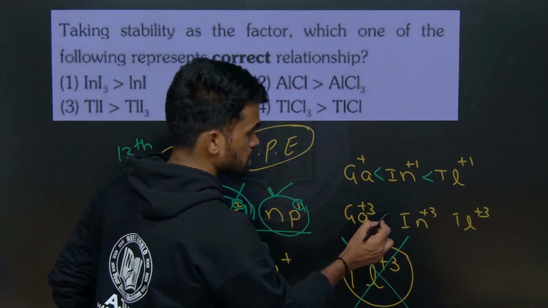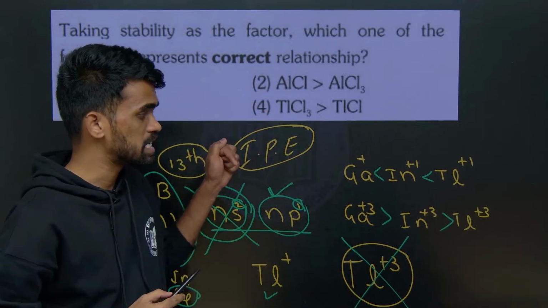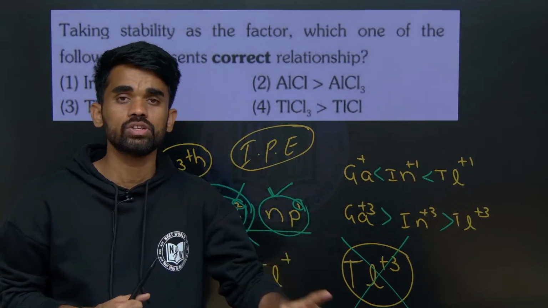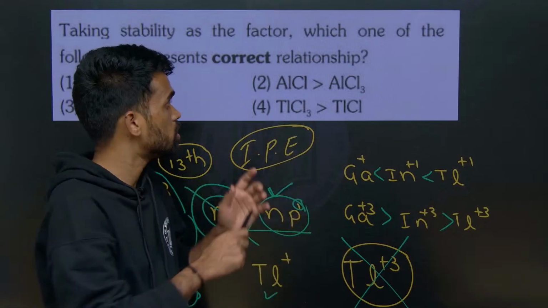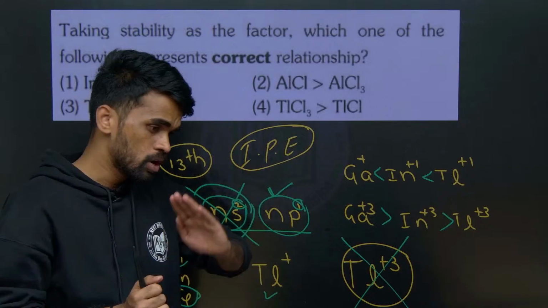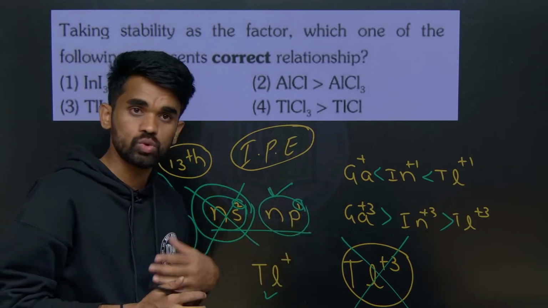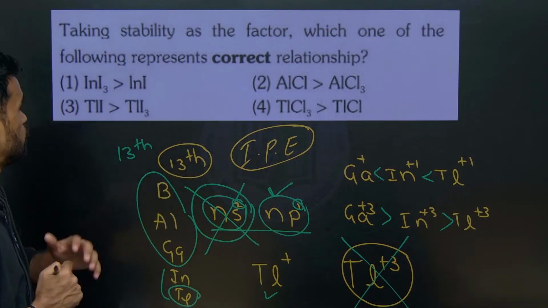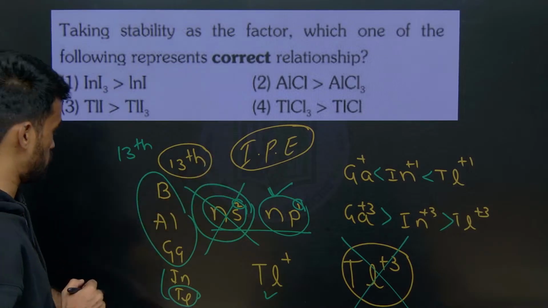So in this case the order will be reversed. Stability of the higher oxidation state decreases down the group, and stability of the lower oxidation state increases down the group in p block elements due to the inert pair effect. This is the concept you need to remember. It is applicable to other groups also, like the carbon family, same story. Do not forget this topic, because you can see repeated questions on it from p block.